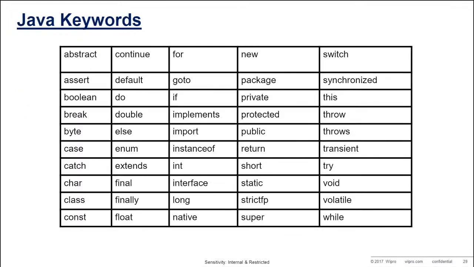So we have 50 keywords. Here you can see the 50 keywords. You cannot use these 50 keywords as part of your identifier names. That means for your method names, variable names, or class names, you are not supposed to use these reserved keywords. Out of these 50 Java keywords, const and goto are removed in the latest versions. So you are not supposed to use them in your programming.